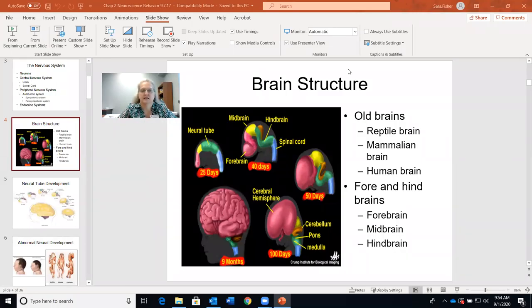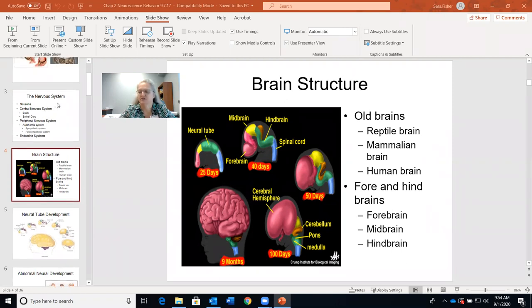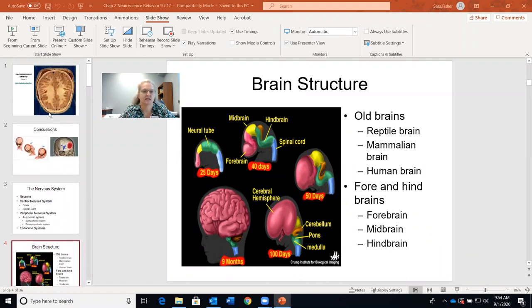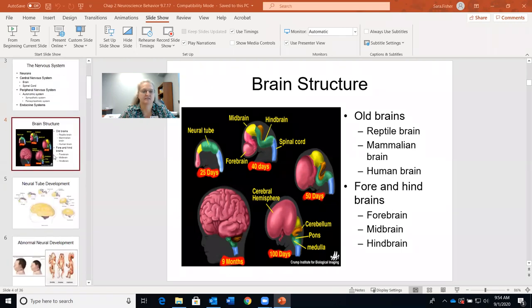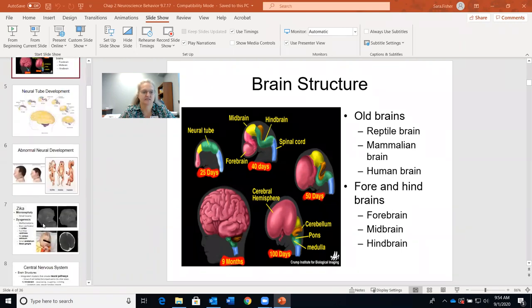This is lecture two of chapter two, and we're talking about neurobiology and behavior. In the last lecture, I was just talking about sort of the big picture. We talked about concussions and looked at that pretty cool picture. These next couple slides, there's actually several of them.